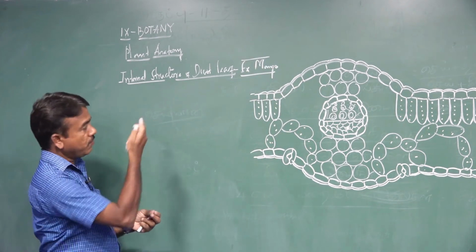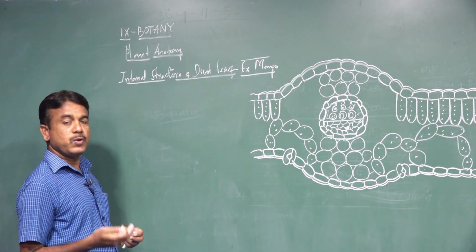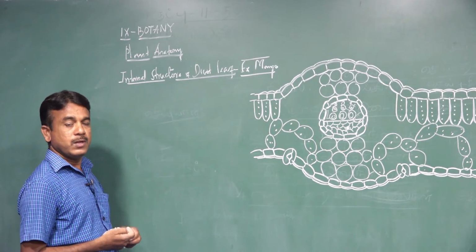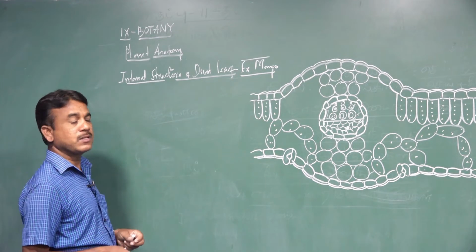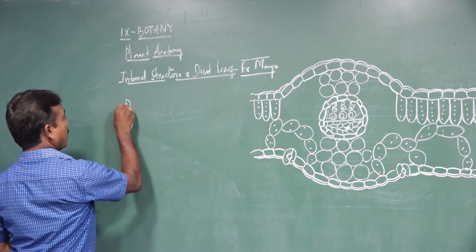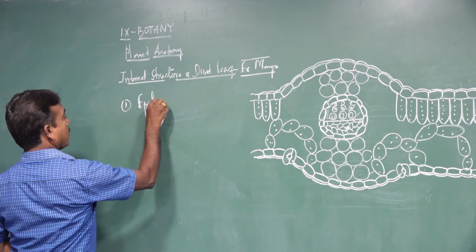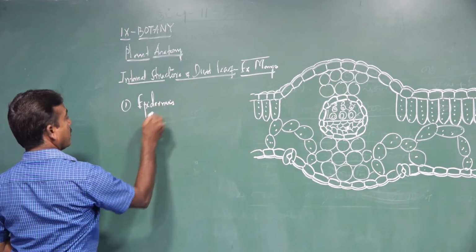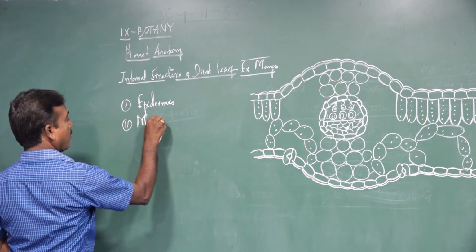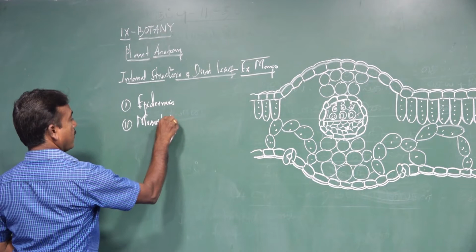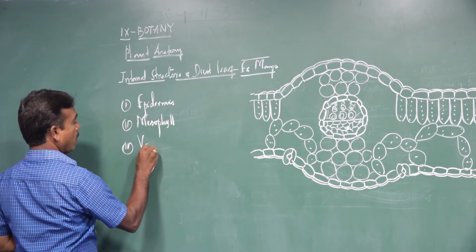If you take a section of a dicot leaf, such as mango, and keep the section under the microscope, you should observe the regions present. The first region is epidermis. The second region, mesophyll. The third region, vascular bundle.